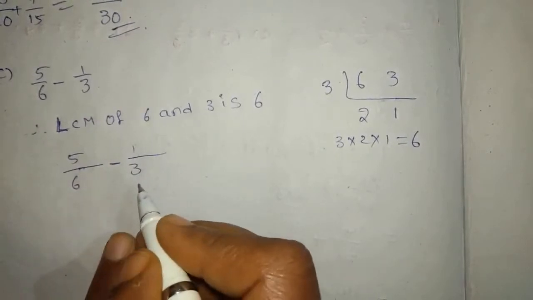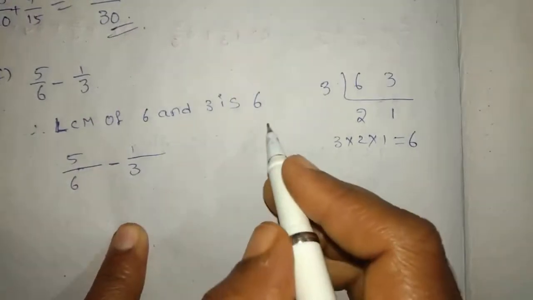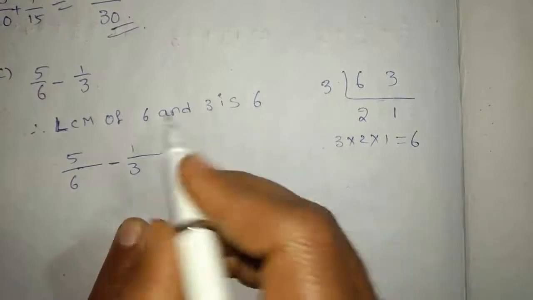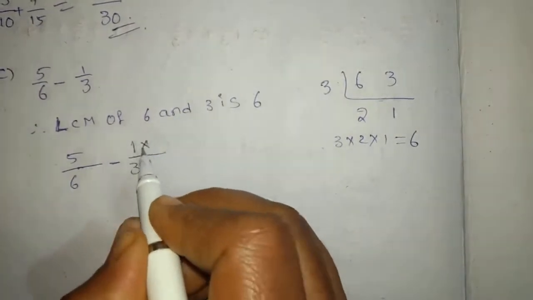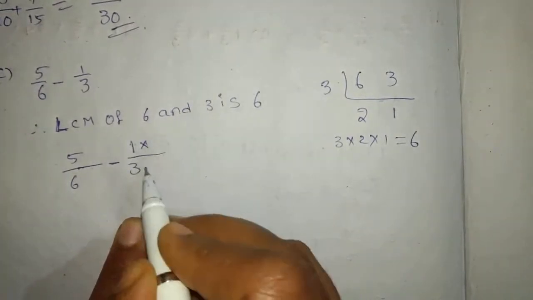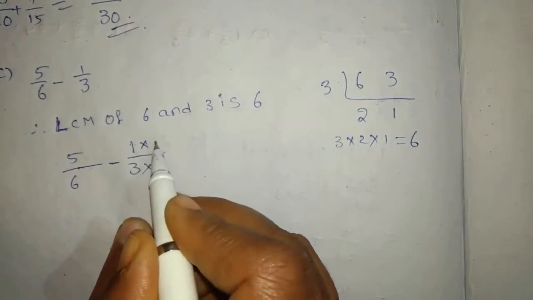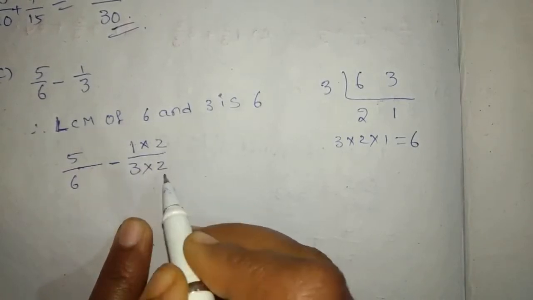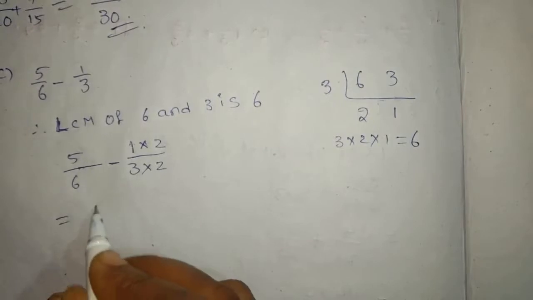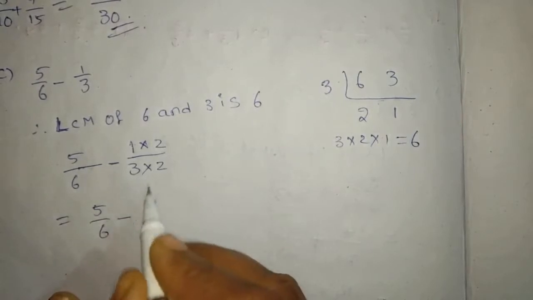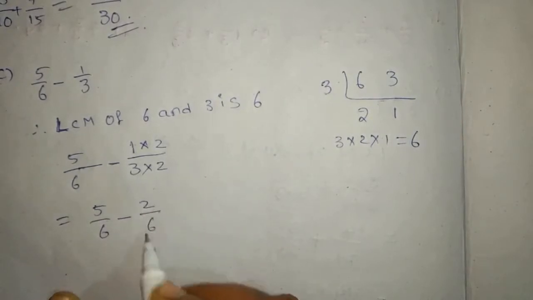Here 1 by 3. 3 how many times makes 6? That is 2 times. 3 2s are 6. So we multiply both denominator and numerator by 2. 1 into 2, 3 into 2. That is equal to 5 by 6 minus 1 into 2 by 3 into 2, which is 2 by 6.